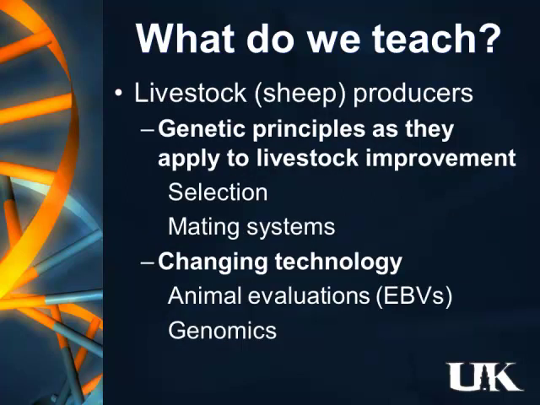Okay, then if we move on to livestock producers, what I try to do with our sheep producers, who I'm primarily speaking about, is look at the genetic principles as they apply to 2 main things, and that's selection and mating systems. And then look at the changing technology, the animal evaluations, and the genomics. But I will tell you right now, I have very little request to talk about these 2 things. Most of the requests I get are to talk about these 2 items. And when I tell you a little bit about some of the challenges, I think you'll understand why.